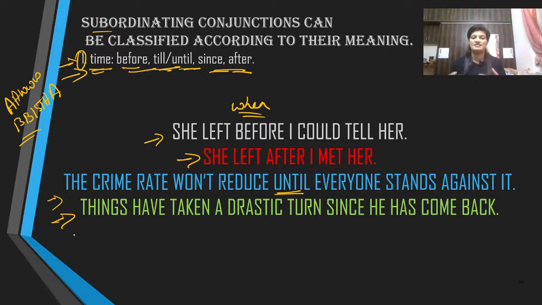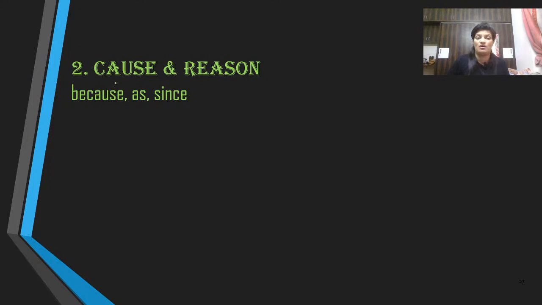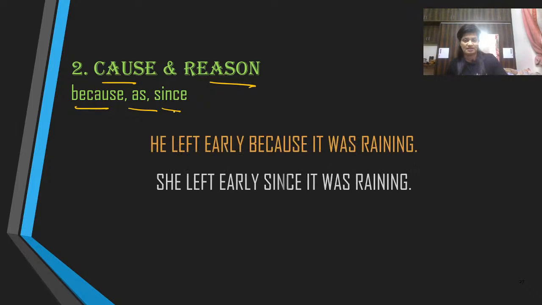Number 4, things have taken a drastic turn. Since when? Since he has come back. So all these conjunctions or all these examples speak about time. So these are called time conjunctions. Moving on, we have cause and reason. Those conjunctions are because, as, and since. Let me give you the examples and explain.